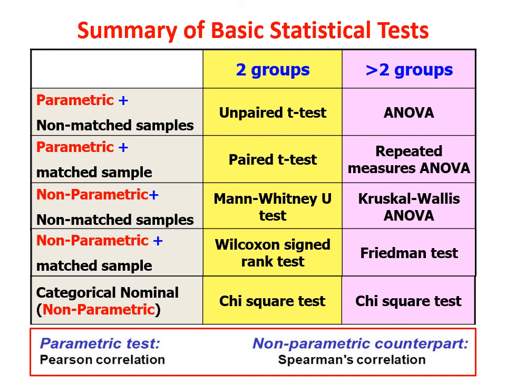If we have non-parametric and matched data, what is the alternative to repeated measure ANOVA? If we have non-parametric data, this is the Friedman test. So the Friedman test is the alternative to repeated measure ANOVA in non-parametric data, and Kruskal-Wallis is the alternative to ANOVA in non-parametric data. For correlation, we have Pearson's correlation and Spearman's correlation, according to being parametric and non-parametric.